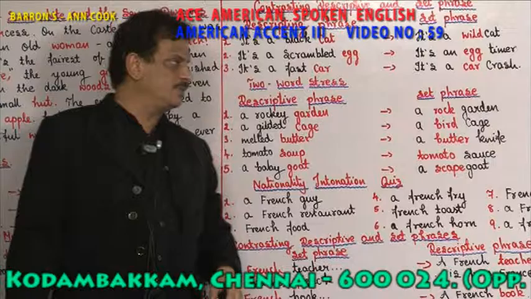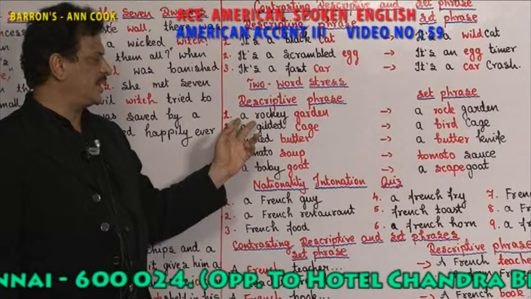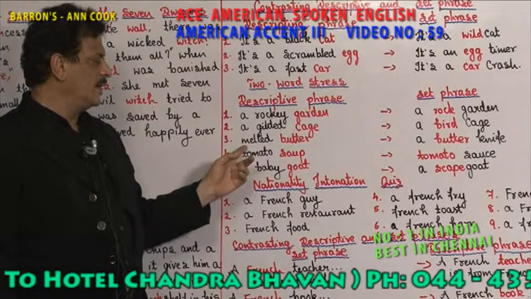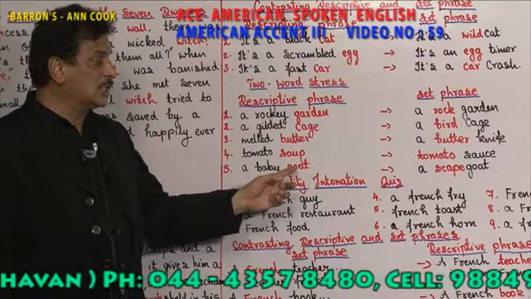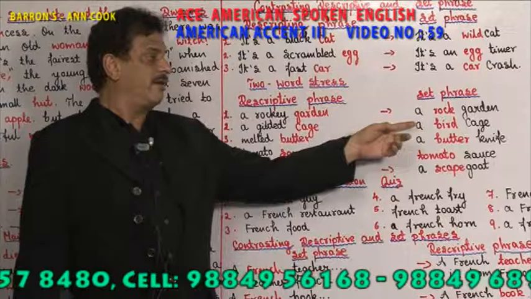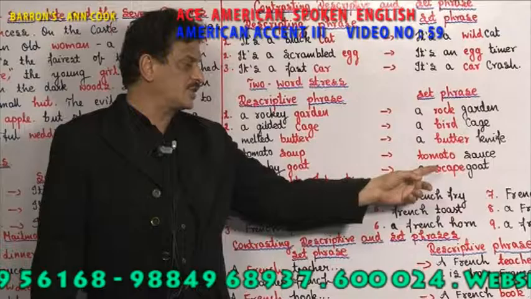Two word stress. When it's a descriptive phrase, a rocky garden. Garden is a noun. A gilded cage. Cage is a noun. Melted butter. Butter is a noun. Tomato soup. Soup is a noun. A baby goat. Goat is a noun. When two nouns are there, the first noun is stressed. A rock garden. A bird cage. A butter knife. Tomato sauce. Escape goat. Nationality intonation quiz.